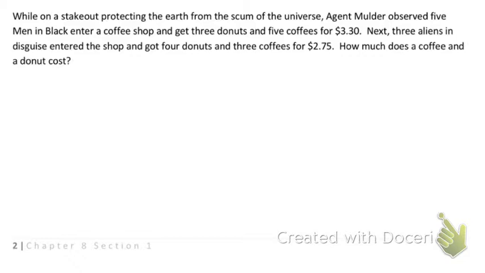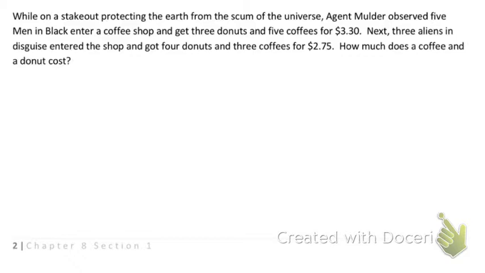It starts off with some people on stakeout protecting the earth from the scum of the universe. Agent Mulder observed 5 black men enter a coffee shop and get 3 donuts and 5 coffees for $3.30. Next, 3 aliens in disguise entered the shop and got 4 donuts and 3 coffees for $2.75. How much does it cost for a coffee and how much does it cost for a donut?